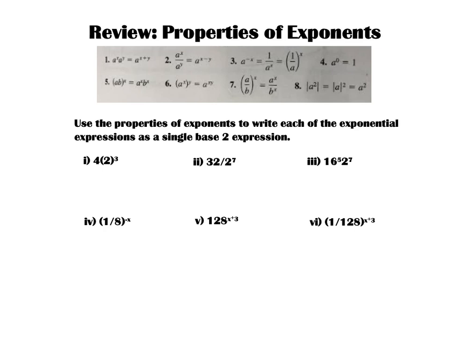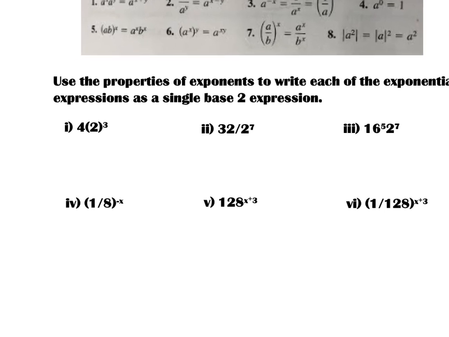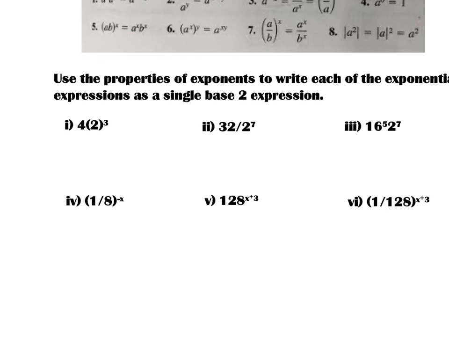And I'm going to use these properties of exponents to write each of the exponential expressions as a single base 2 expression. So right now in number 1, I've got 4 times 2 to the third, which is 4 times 8, which is 32, which is 2 to the 5th.